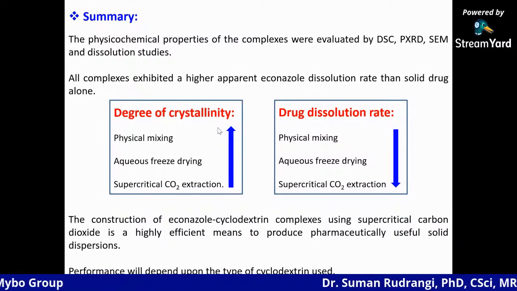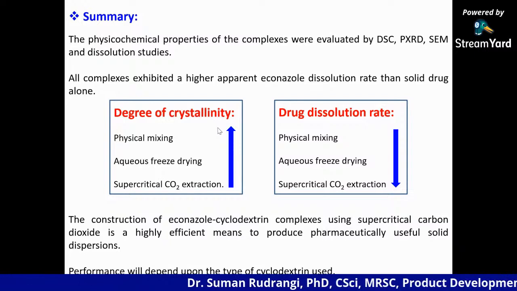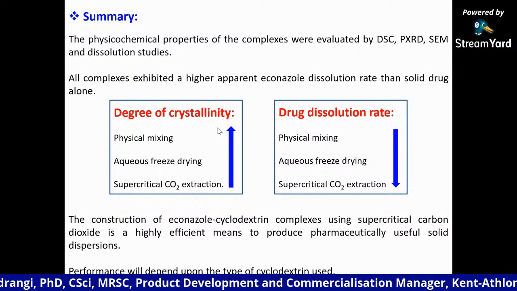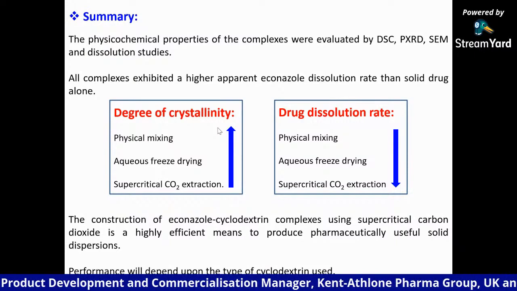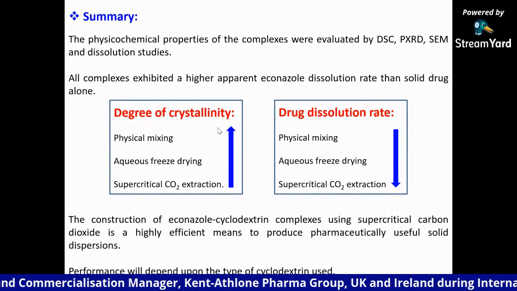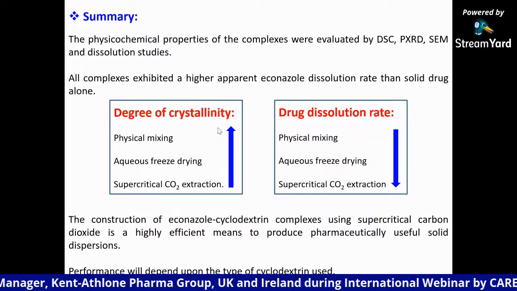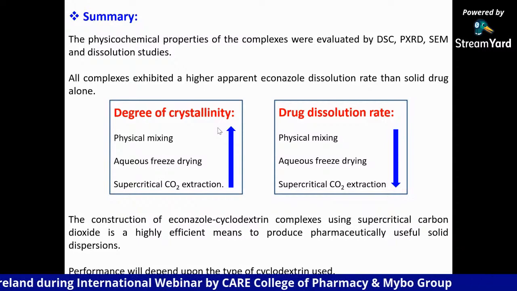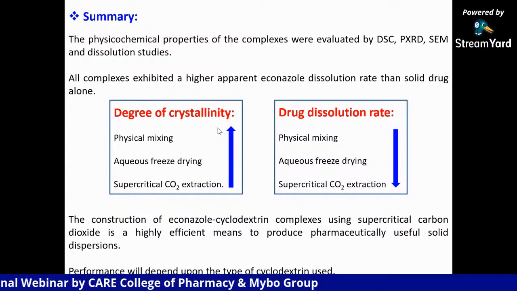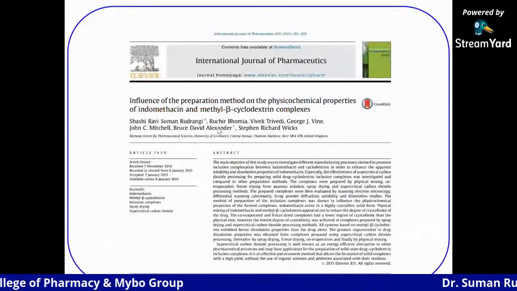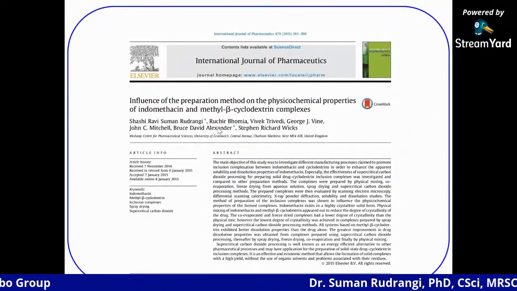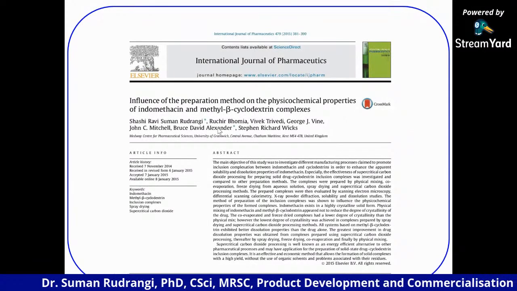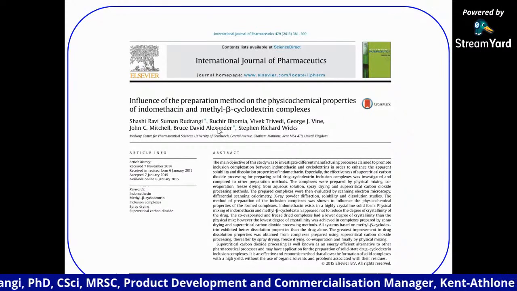So I have worked on different other products, as I mentioned, this is about econosol, right? And later I worked on econosol alpha cyclodextrins, econosol beta cyclodextrins, econosol hydroxypropyl beta cyclodextrin complexes, and econosol methyl beta cyclodextrin complexes. Due to the time constraint, I could not take you through all these case studies, but if time permits, we can do that in the next sessions. And I've worked on some other products, such as indomethacin, and if you're interested in learning more about these complexes, you can refer to these publications in the International Journal of Pharmaceutics.